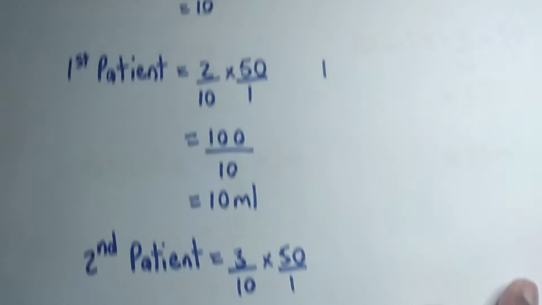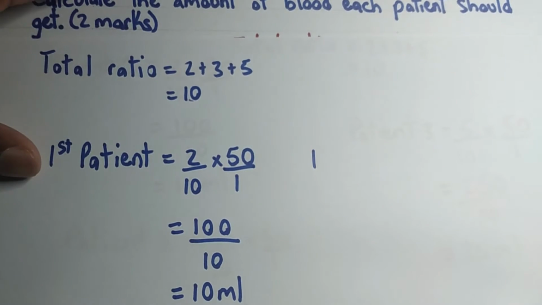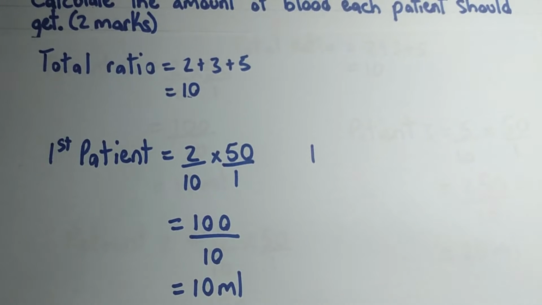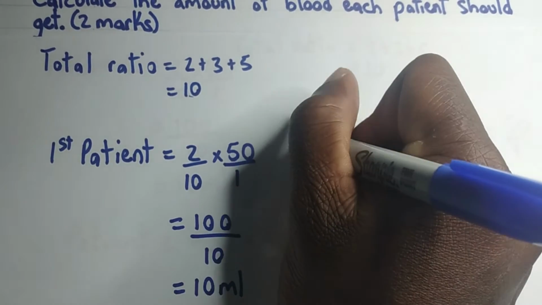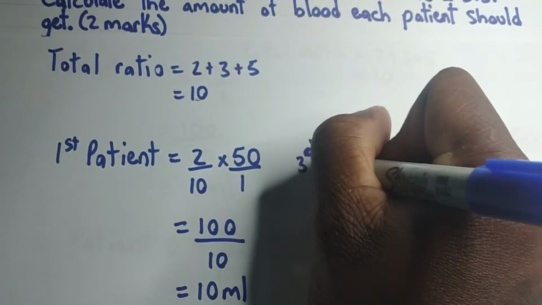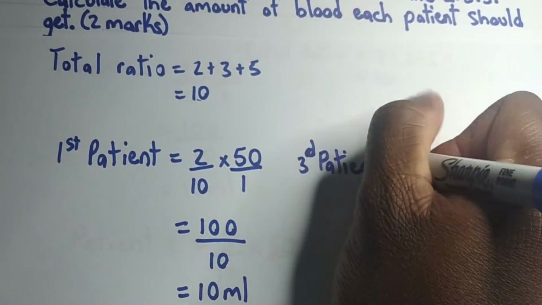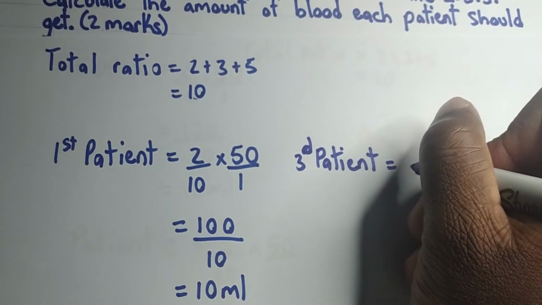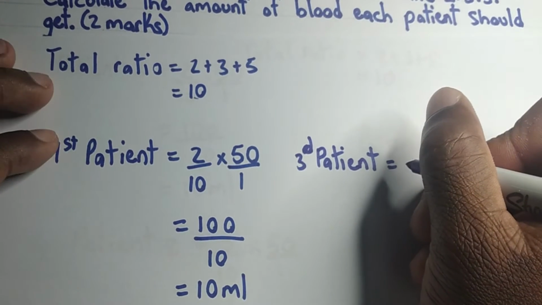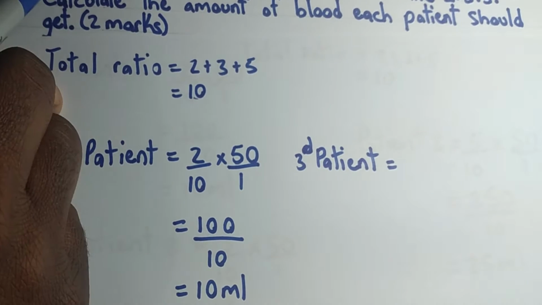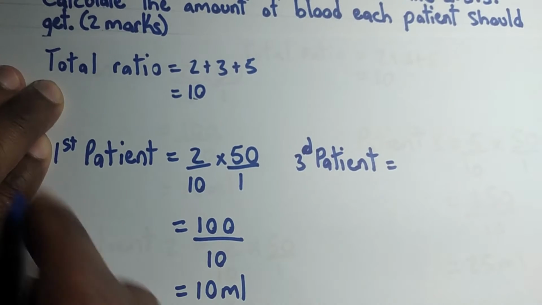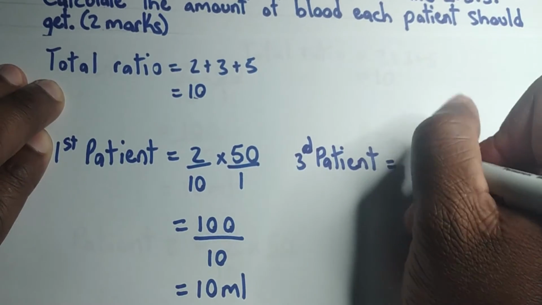Now, let's look at the final one, which is quite easy rather, because patient 3 must obtain what's left. Of course, we could put the 5 over 10 times 50 just the same. You can do it like that. Or we can say the third patient will obtain what's left. So after we add what patient 1 and patient 2 would have obtained out of the 50, we can subtract that from the 50 milliliters. So we can say what?